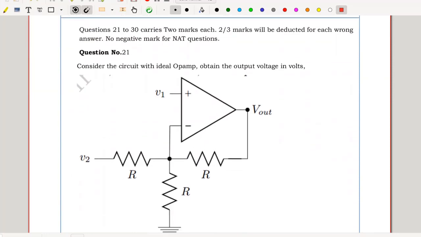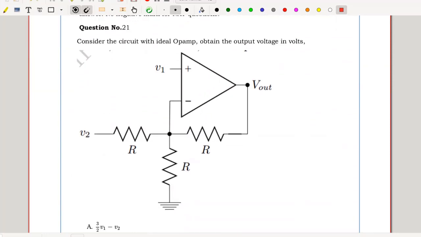Question number 21. Consider the circuit with ideal op-amp. Obtain the output voltage in volts. This V out is to be identified with respect to ground. We have two voltages V1 and V2. Negative feedback dominates in the circuit, hence V plus equals V minus is valid, implies this voltage will be at V1 volts. V out can be easily identified by adding the drop across this resistance plus the drop across this resistance.